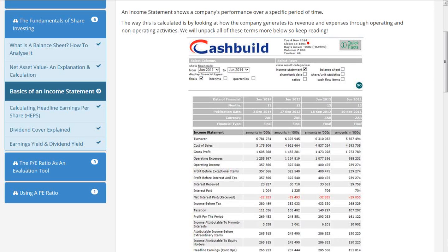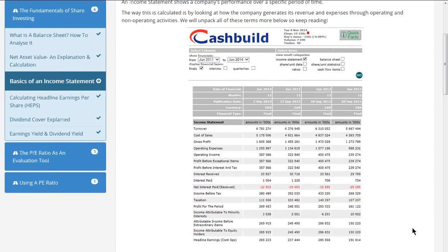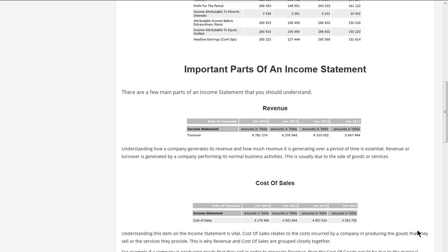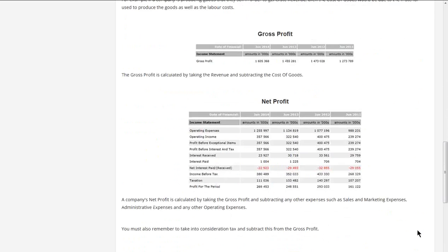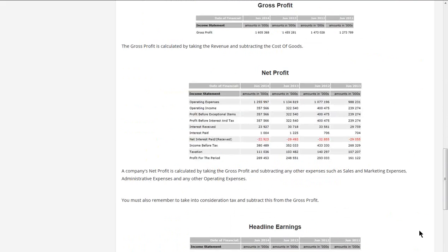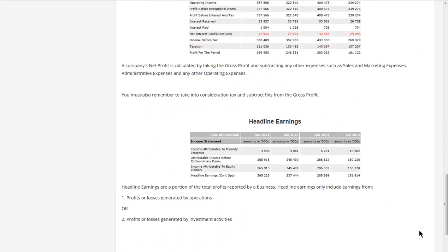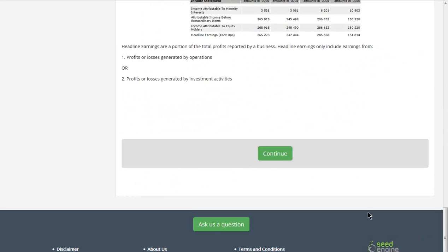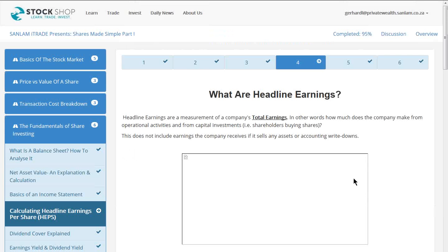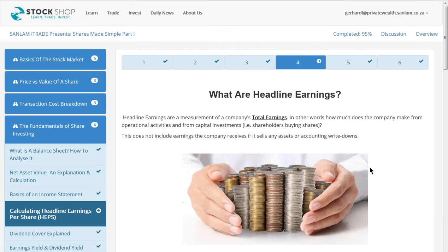In the previous chapter, you saw the income statement of Cashbuild. You also saw how profit is calculated, gross profit and net profit, and also how headline earnings is determined. Now we want to look at headline earnings per share, because that is a very important number. It is used to calculate price earnings ratios, which we'll do in the next chapter or so.